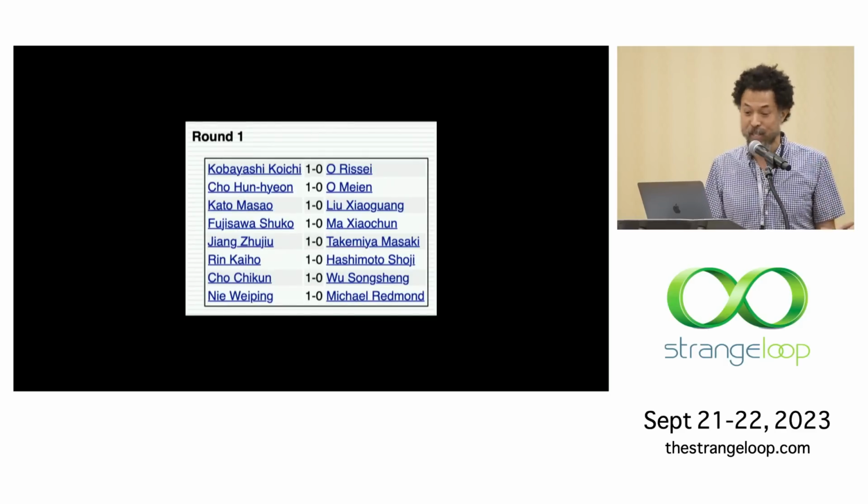So you're not going to know these names, but people like Kobayashi Koichi, Fujisawa Shuko, Kato Masao, Cho Chikun is actually Korean, but he played for the Japanese Go Association. Takemiya Masaki, these are like giants, like unbeatable players. There's only one Korean, Cho Hunhyun. He's the second one on this list. He's an underdog. No chance, right? Korea. Nobody knows anything about this country.